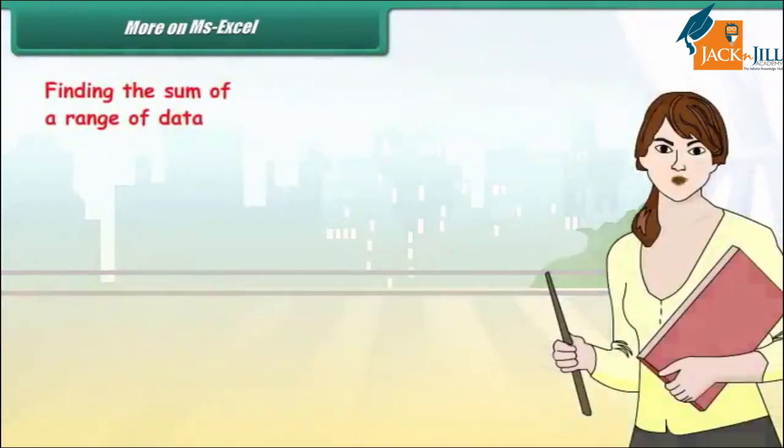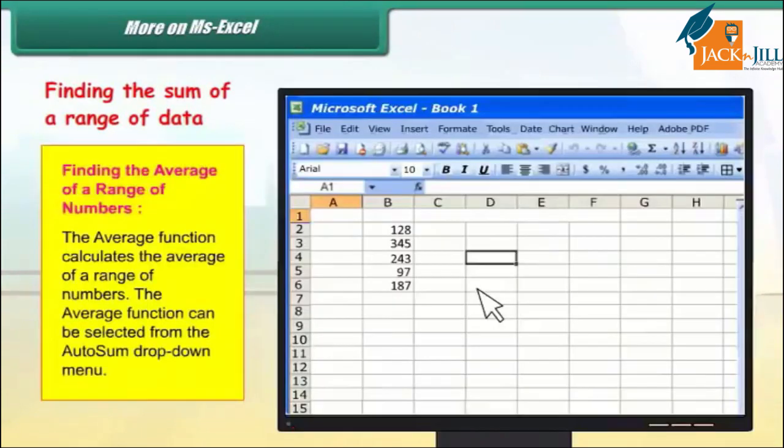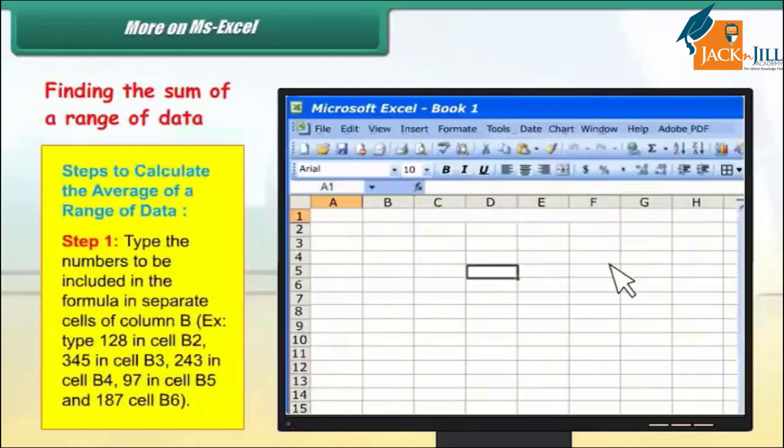Finding the average of a range of numbers. The average function calculates the average of a range of numbers. The average function can be selected from the AutoSum drop-down menu. Steps to calculate the average of a range of data. Step 1. Type the numbers to be included in the formula in separate cells of column B.